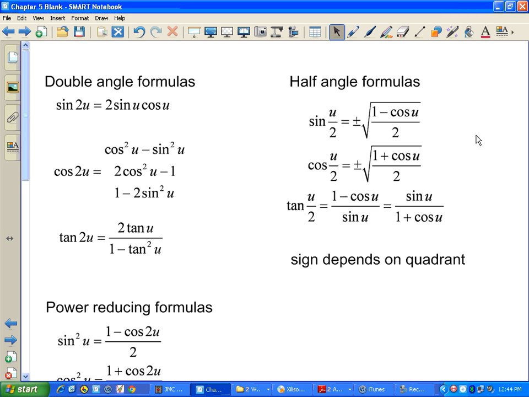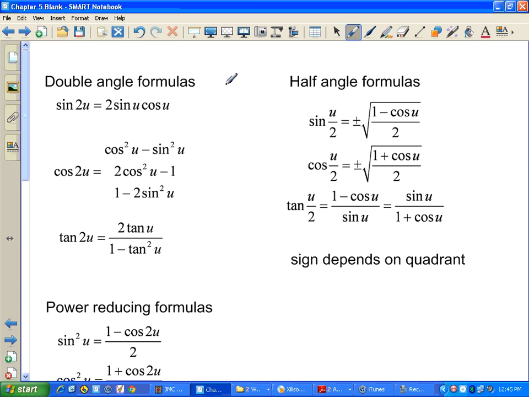There's also half angle formulas. These aren't on your sheet, so you should add these onto your trig sheet. If you want to put them on the back, that's fine. But these are not on there, and you'll be using these. The thing for these, the plus or minus that's in front of here, the sign depends on which quadrant it's in. So I'm going to kind of draw you a picture here.